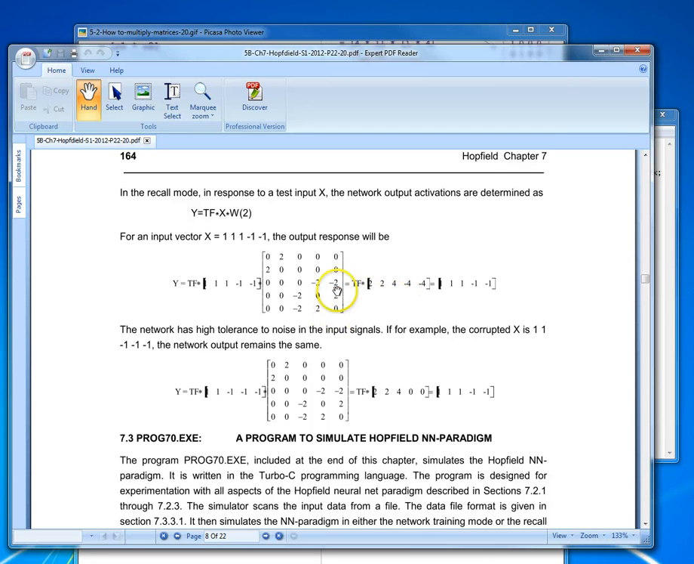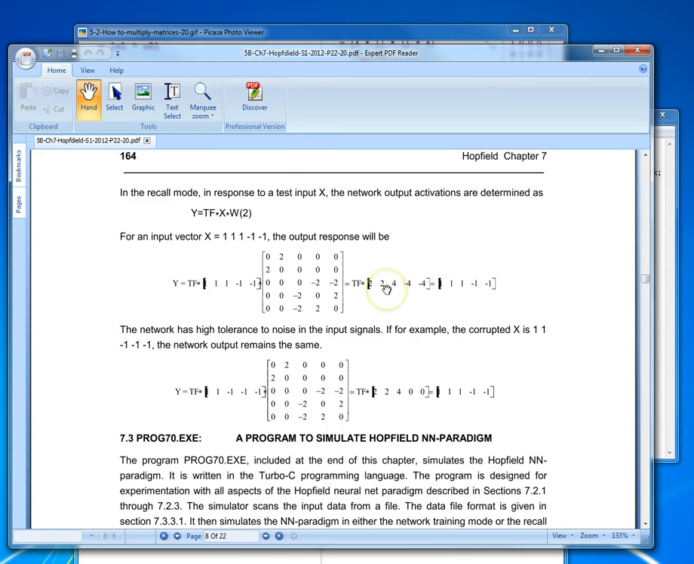If you multiply these values, the first row into the first column gives you 2, and this row into that column gives you again plus 2. If you multiply the last one with this, it will give you minus 4. Now we apply what I call the transfer function: for positive values, it is going to be plus 1.